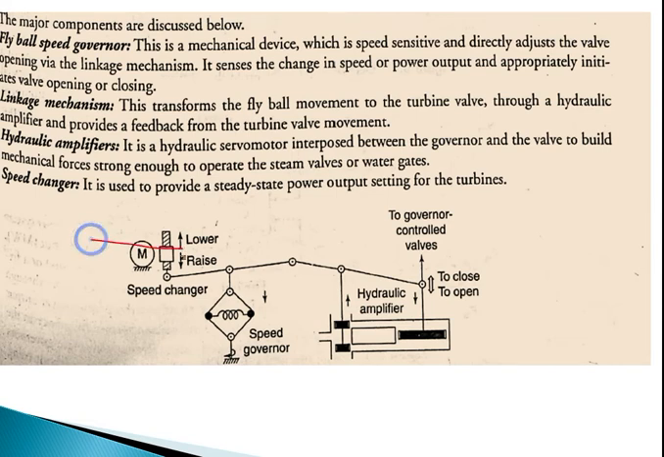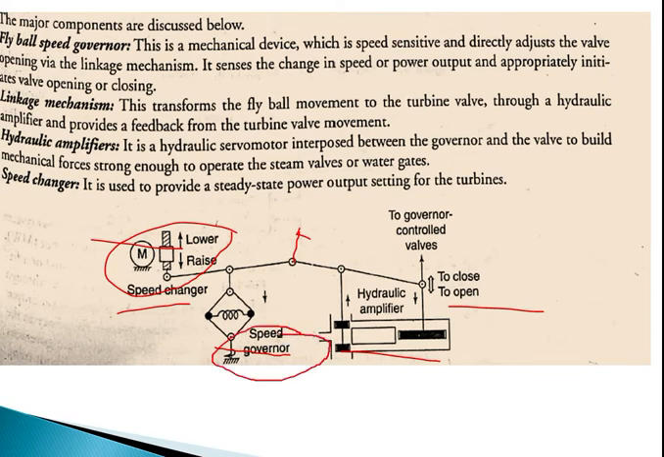This block diagram consists of speed changer, speed governor, hydraulic amplifier and opening and closing of the valve. The speed changer changes the speed depending upon the lowering and rising of this valve. If it is lowered, meaning the level is decreasing, there will be a flow of water inside the block. So this speed changer mechanism will be rising. If you lower it, it will decrease. That is the closing of the valve mechanism.